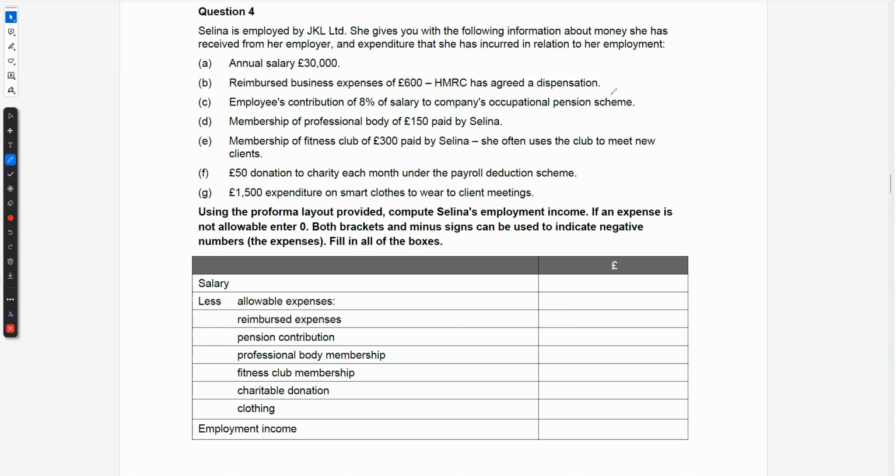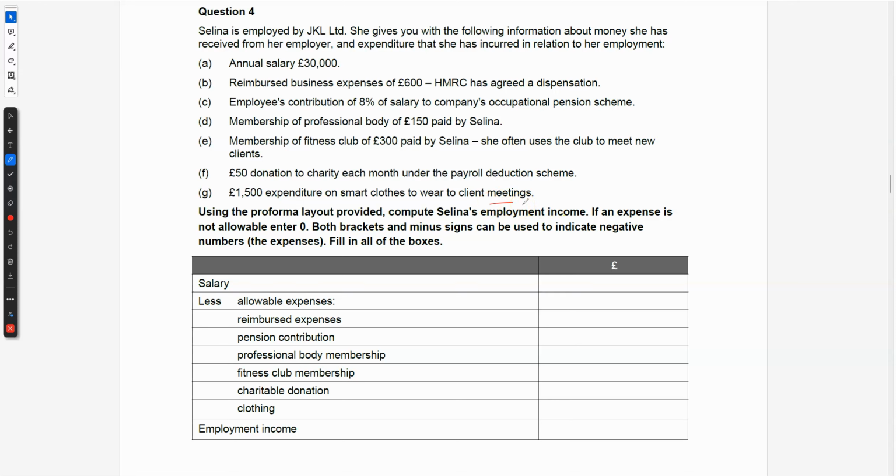Employee contribution of 8% of the salary to the company occupational pension scheme, membership of a professional body 150 paid by Selina, membership of a fitness club 300 paid by Selina. She often used the club to meet new clients. £50 a month donation to charity, and 1,500 expenditure on smart clothes to wear in client meetings.